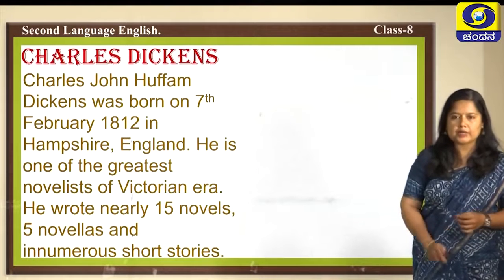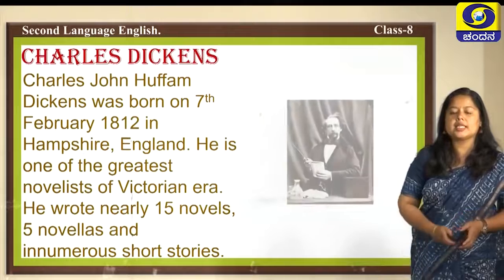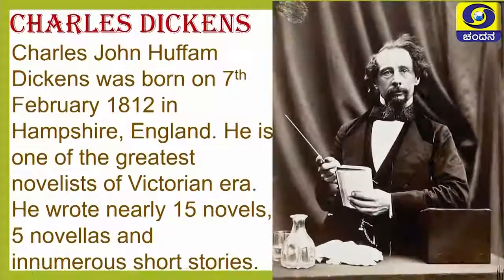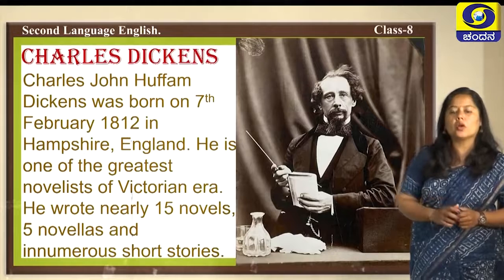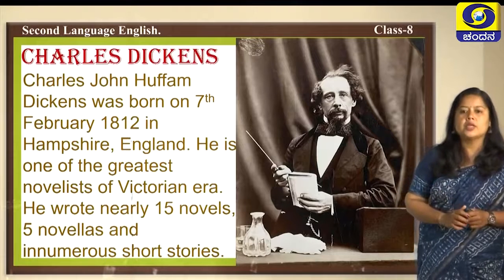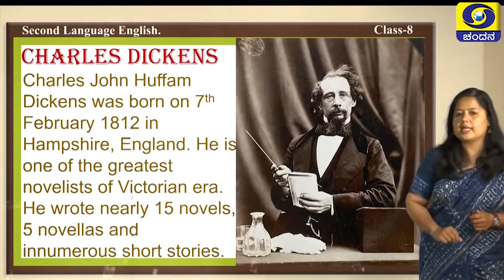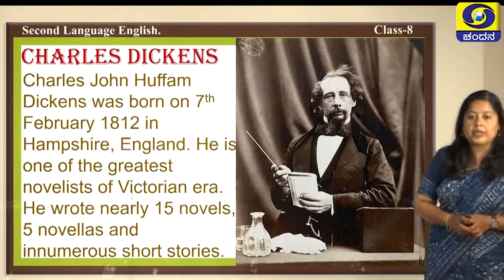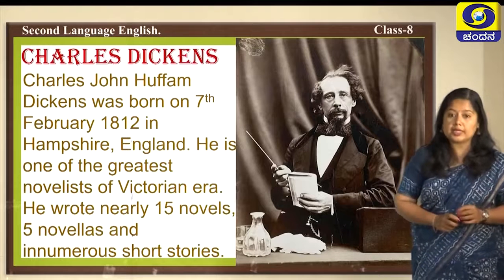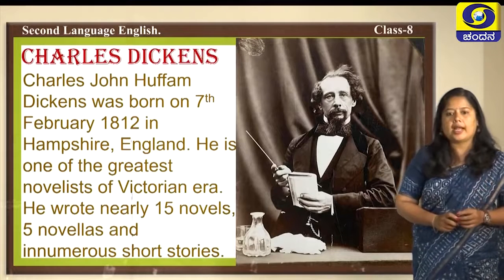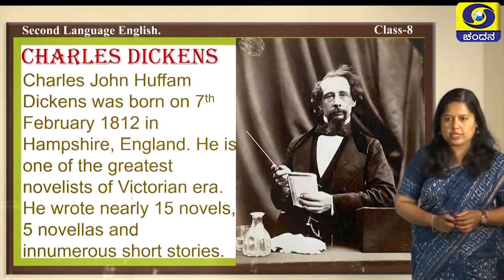You must be thinking, what is Victorian age? Victorian age is the timeline when the United Kingdom was ruled by Queen Victoria, that is almost 1837 to 1900. So, Charles Dickens also lived in the same timeline. So, he is recognized in that era, Victorian era. He wrote nearly 15 novels, 5 novellas and innumerous short stories.